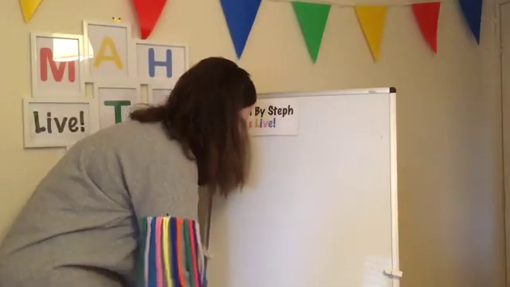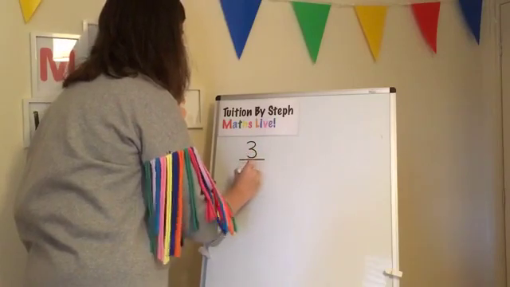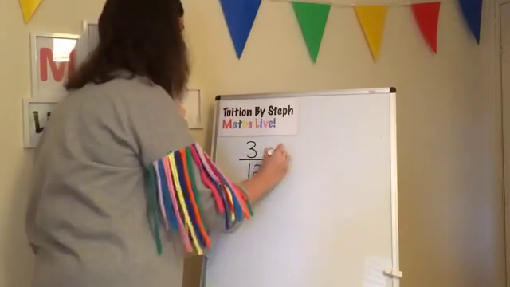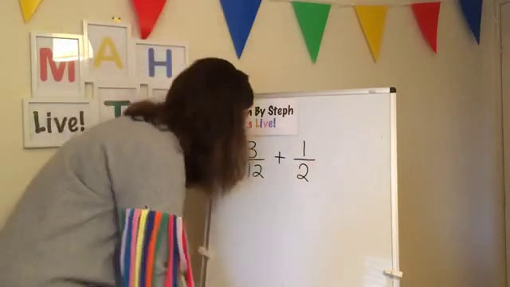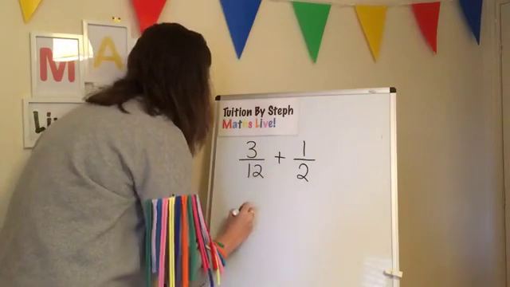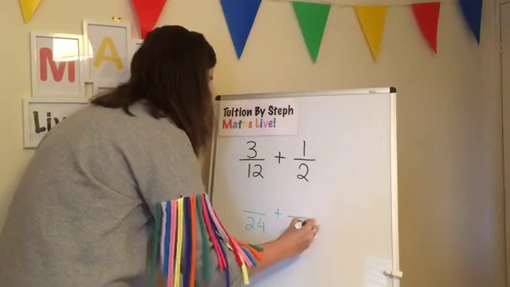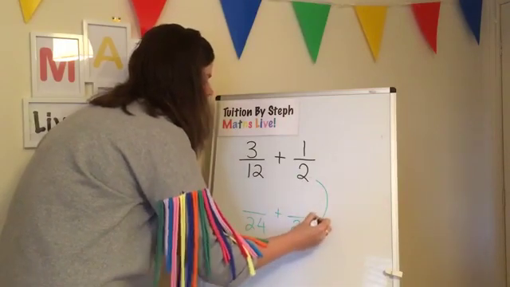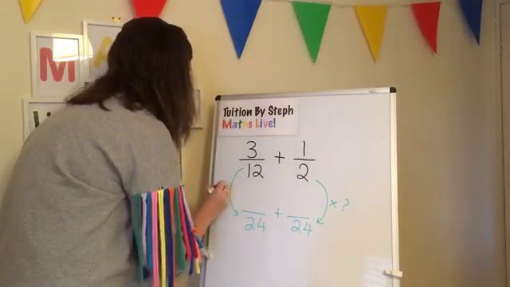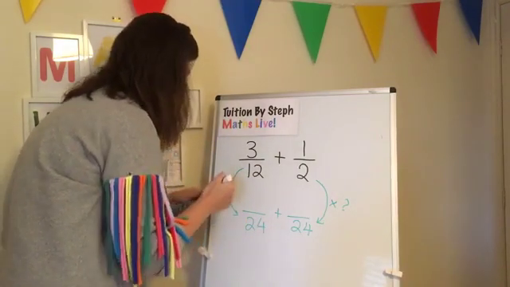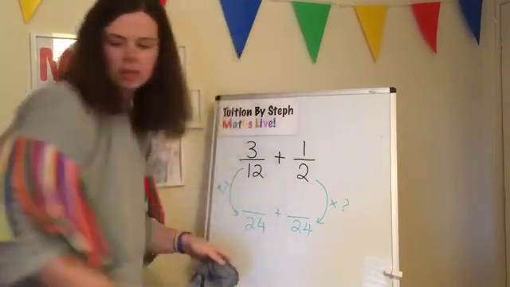Okay, last one. 3 over 12 plus 1/2. And to help those of you who are not sure, I'm going to tell you that the denominator is 24. Because, and think, what do you multiply these numbers by to make 24? Particular shout out to Ava, well done for doing this, you're doing really, really well.